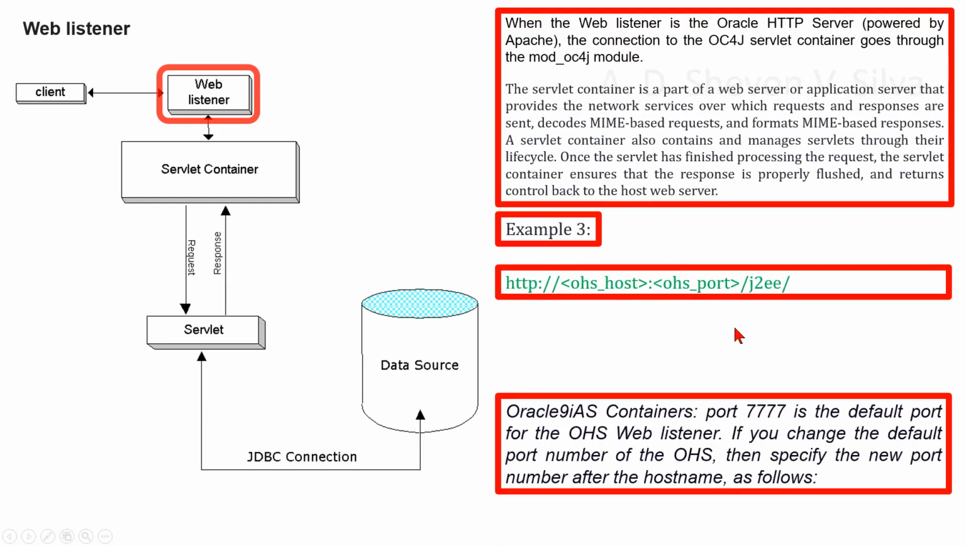As an example 3, we can consider this. Oracle 9iAS containers. Port 7777 is the default port for the OHS web listener. If you change the default port number of the OHS, then specify the new port number after the host name as follows here.